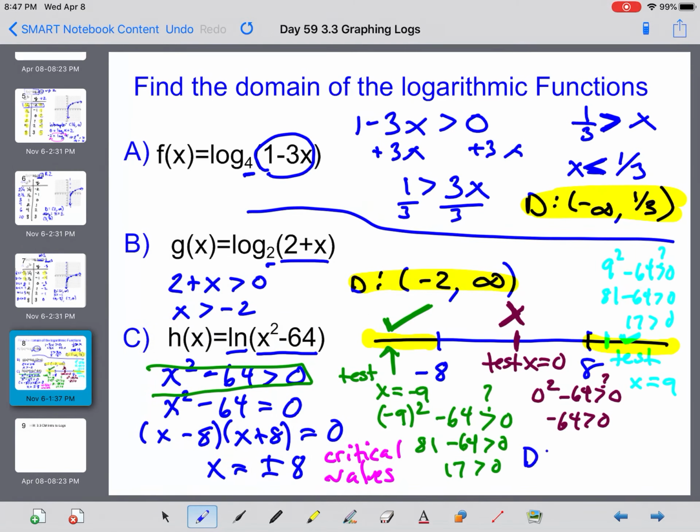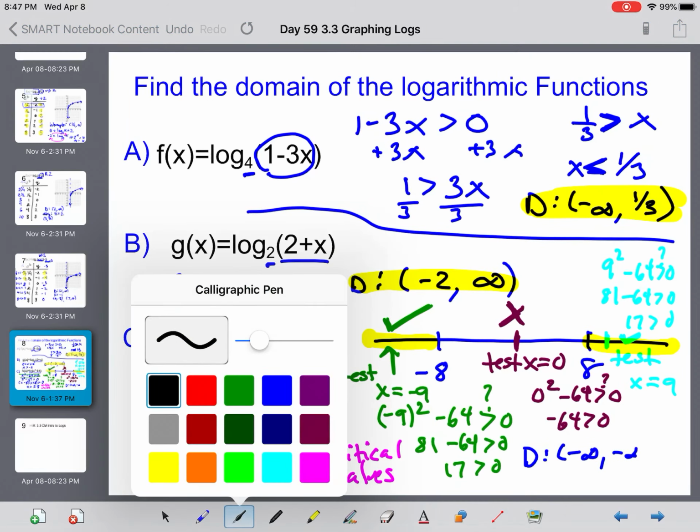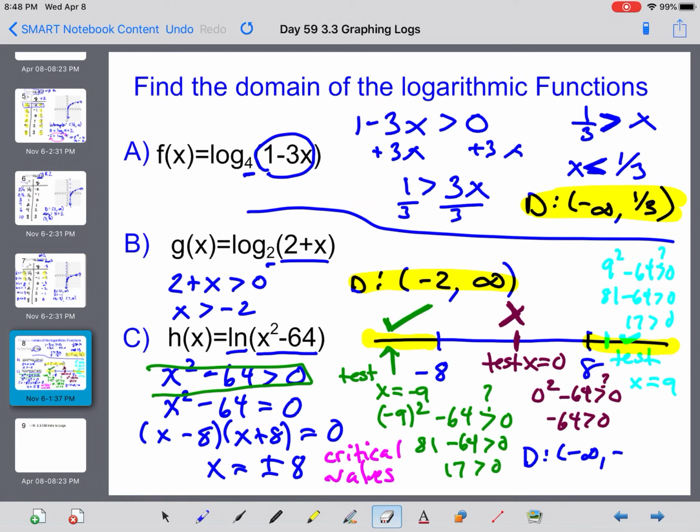So we would say, what's the domain for C? Well, long story short, it's going to be from -infinity to -8, not inclusive, union 8 to infinity. So I want to get rid of that -8 to 8 chunk or interval. And notice I'm not including -8 or 8 in my domain because both of those values are what makes 0.